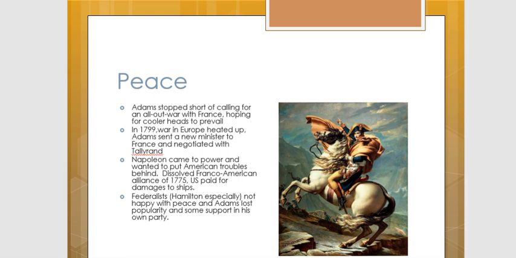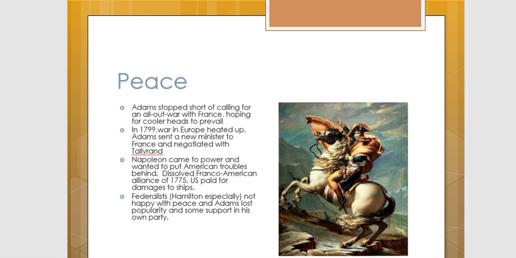So basically in 1799, war in Europe is heating up. And France also, and we send a new minister over to France to try again to negotiate with Talleyrand. Only this time, instead of dealing with Robespierre's government, the government that was chopping off people's heads, we're now dealing with Napoleon. And Napoleon, he's got ambitions. He's got different goals. So Napoleon comes to power, and he doesn't want to deal with America. He wants to deal with Britain.